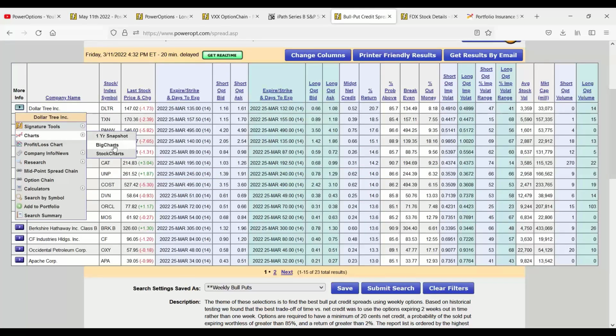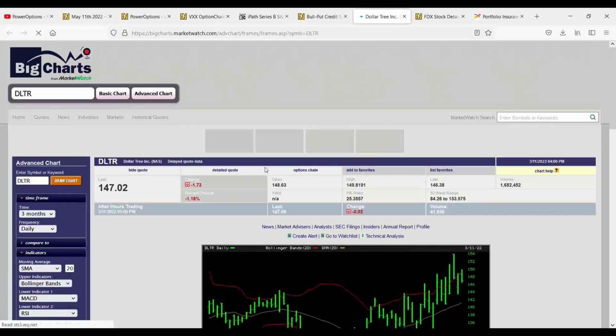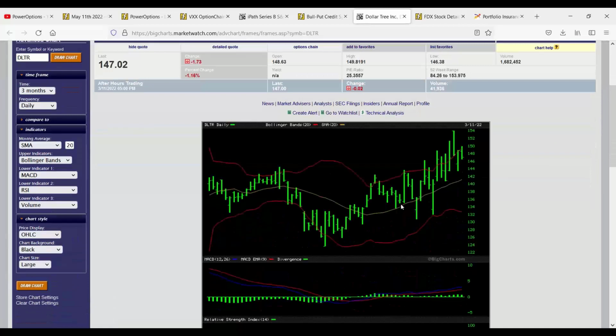But yes, when I look at a chart, let's just take Dollar Tree, and this is for bull puts. We do the opposite for bear calls as far as the trend lines go. But yeah, here's how I have mine set up. I have it set up with the Bollinger Bands, 3-month chart usually. So I've got my upper and lower Bollinger Band. I'm sure everyone knows they're there. So here's my upper Bollinger Band, and here's our lower Bollinger Band.